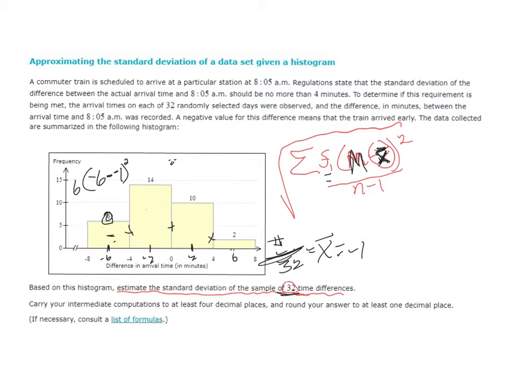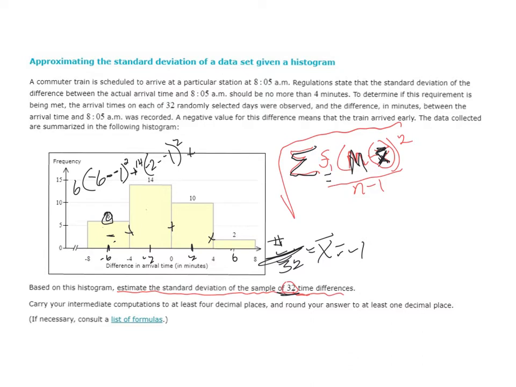All right, and then this summation symbol means I'm going to be adding some things. So the next thing, I'm going to take this next bar, and say the midpoint of it is -2, and subtract the mean, which was -1. I square it, and then multiply it times the frequency of that bar, which is 14.